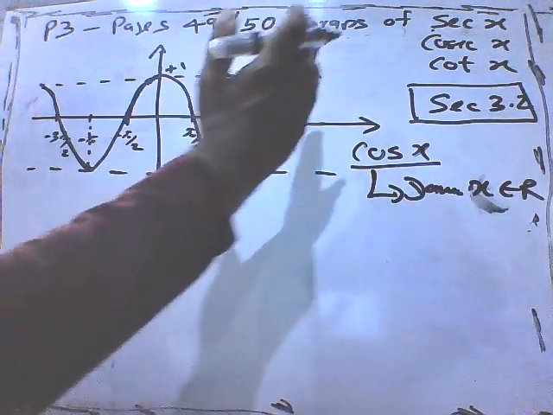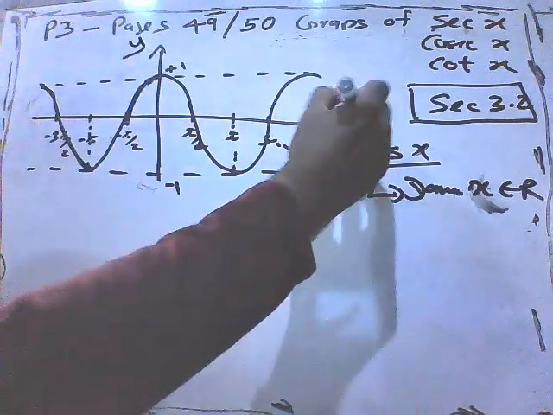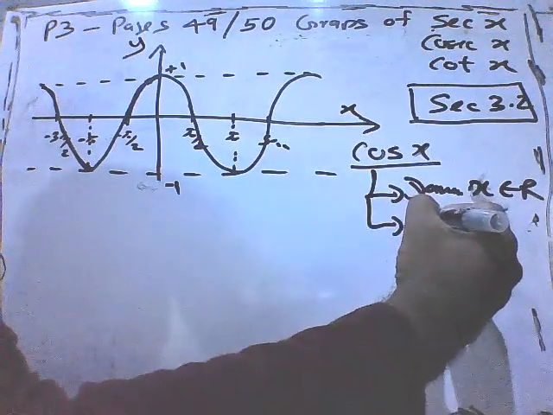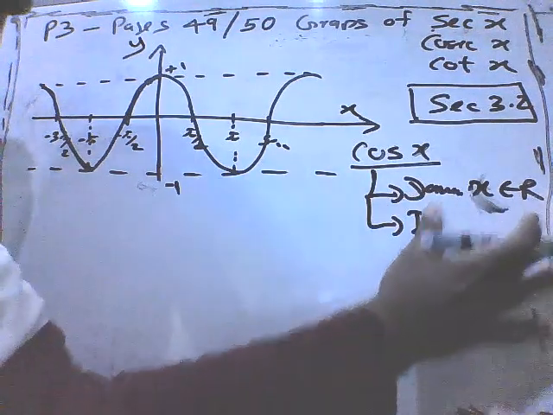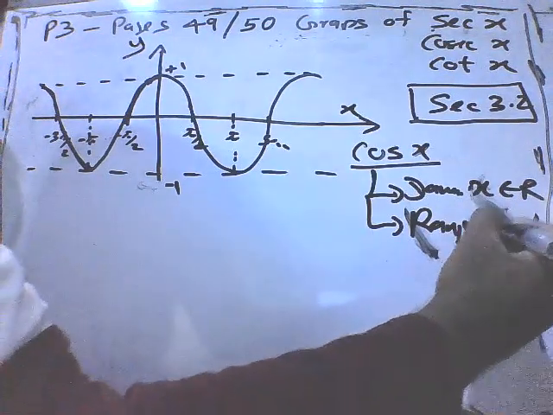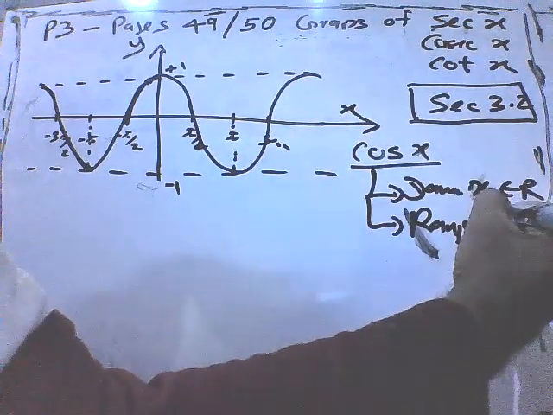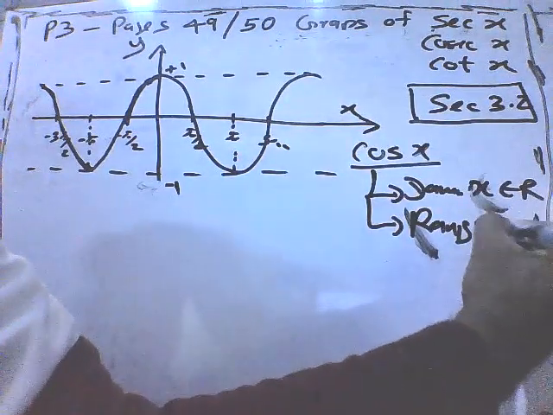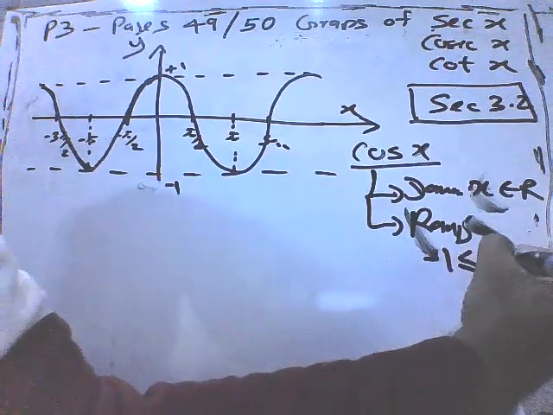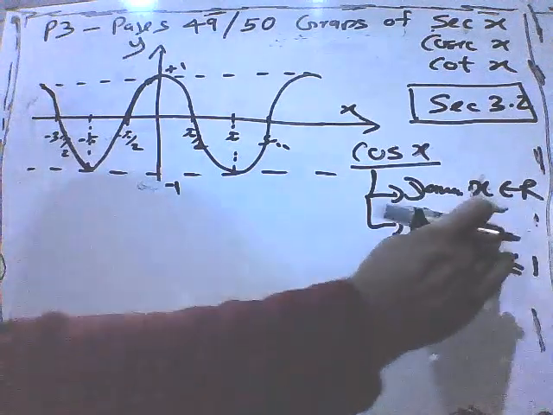Actually, image is the projection of the graph onto the y-axis, right? So the image, it's a range, right? Always I forget this one. Range, the projection of the graph onto the y-axis. So it is actually y greater than or equal to -1 and less than or equal to 1. So that is going to be the range.